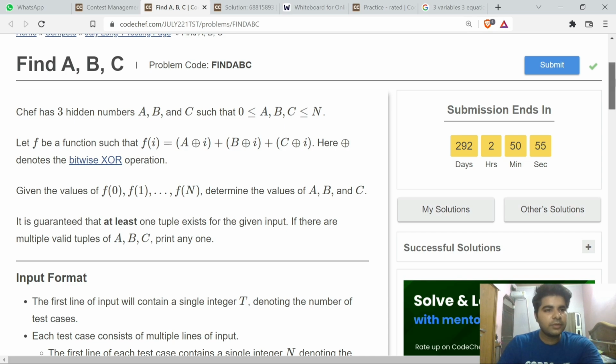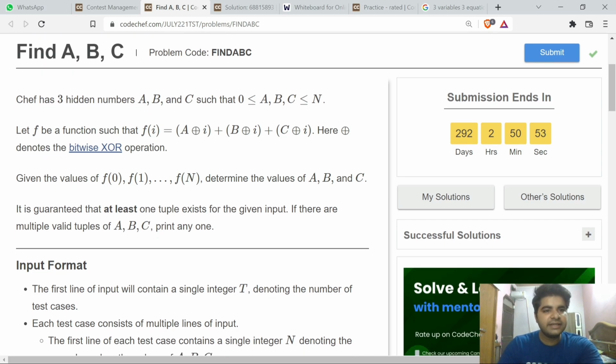Today we're going to solve this problem, Find ABC. Chef has three hidden numbers A, B, C such that A, B, C lie between 0 and n inclusive. Let f be a function such that f_i equals A XOR i plus B XOR i plus C XOR i. You are given all the values from f_0 till f_n and you have to determine the values of A, B, C. If there are multiple possible values of A, B, C, you can print any of them.